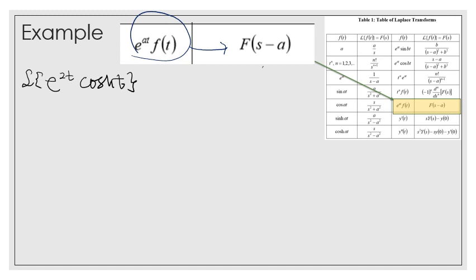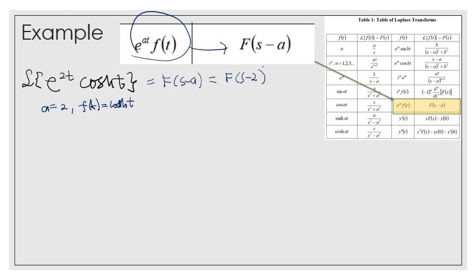So define first. In this case, we have a equal to 2. Then the function that is attached to the exponent is f(t). In this case, f(t) equals cos t. Now that we have the information, we can substitute into the formula. In this formula, we have F(s minus a) to get the Laplace transform. Based on our information, a equals 2, so we substitute F(s minus 2).